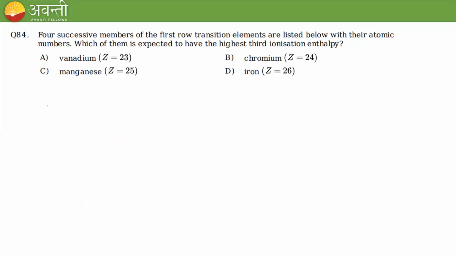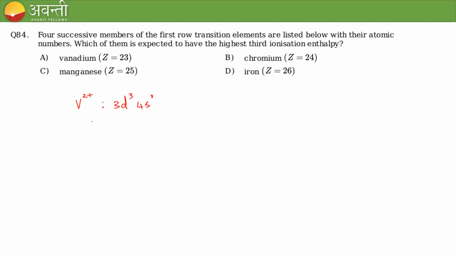Okay. Now moving on to question number 84. 4 successive members of the first row transition elements are listed below with their atomic numbers. Which of them is expected to have the highest 3rd ionization enthalpy? So vanadium, 3rd ionization enthalpy means already 2 electrons are lost. So it is vanadium 2 plus. Vanadium 2 plus configuration is 3d3, 4s0.